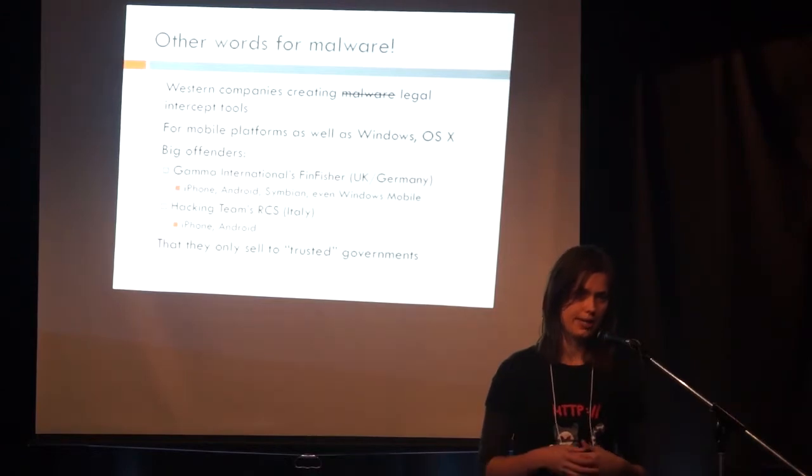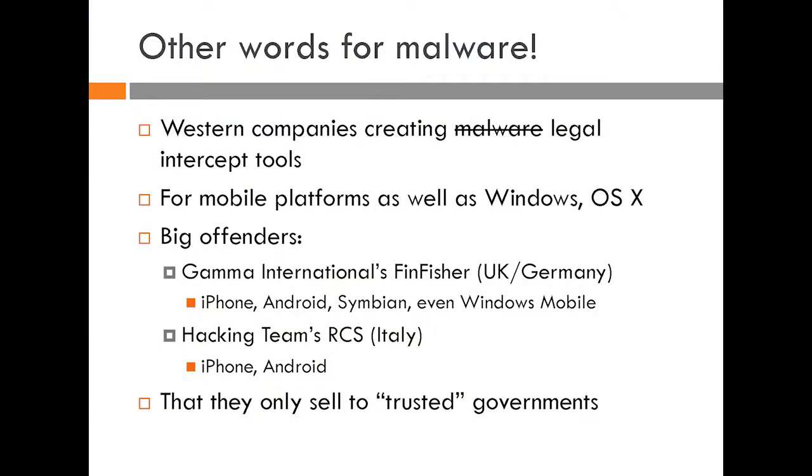And so of course what you see happening is all these companies turning these tools into a product. They do have them for the traditional platforms, Windows, OS X, but they've also started getting into the mobile sphere. Two of the big offenders for this are Gamma International, who make something called FinFisher, and Hacking Team, who make Remote Control System, or RCS. FinFisher has it for iPhone, Android, Symbian, and even Windows Mobile. Hacking Team has iPhone, Android, and there's probably more that we just haven't seen yet.